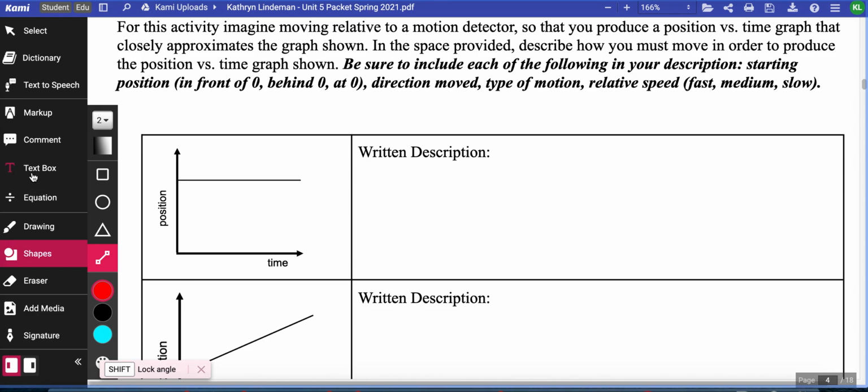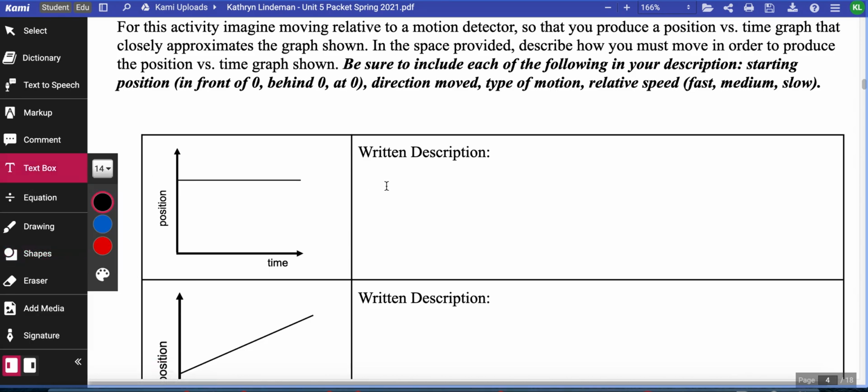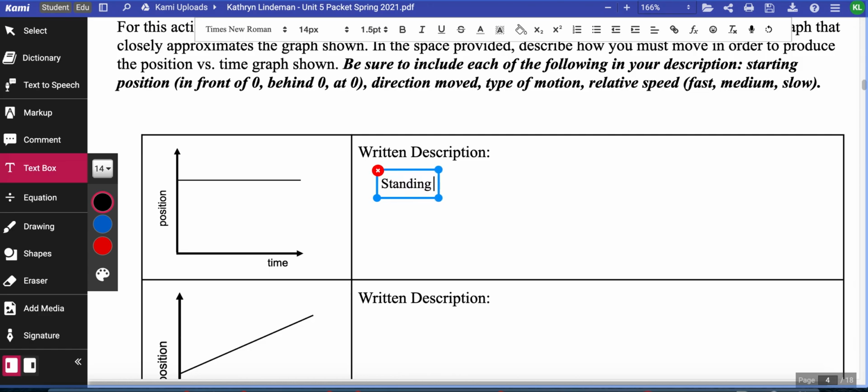Okay, so we're just going to start here with this first one. If we have a flat line on a position time graph with no slope, our y-axis value is the same for every single point along this line. That means for this line, we are standing still. We could say that we are in a positive position, because we are above the x-axis, but that's really the most that we could say about this graph.